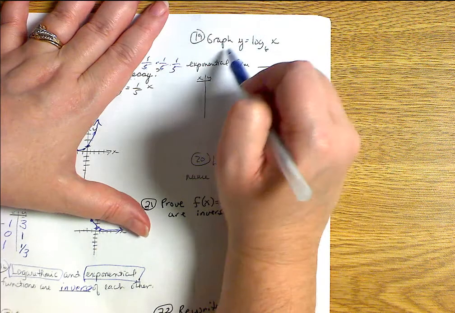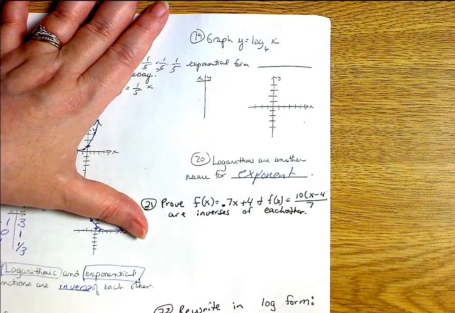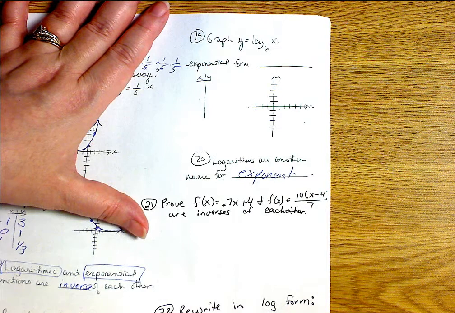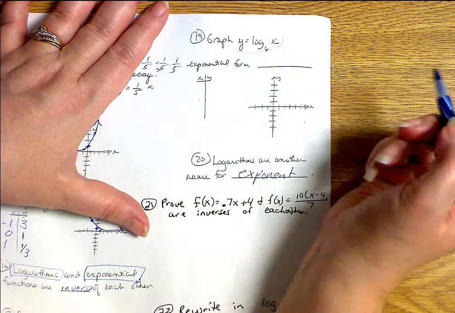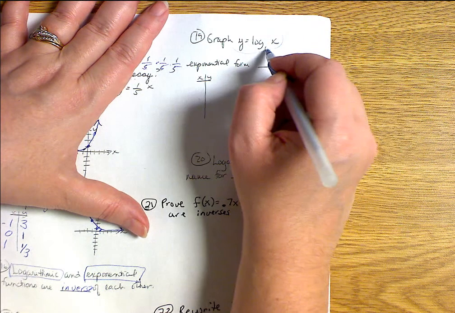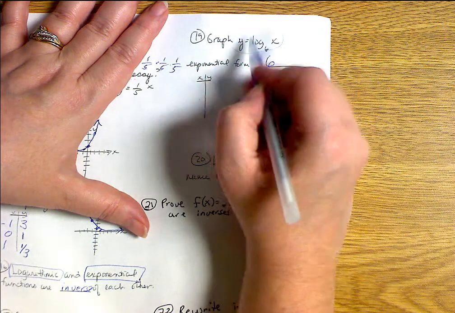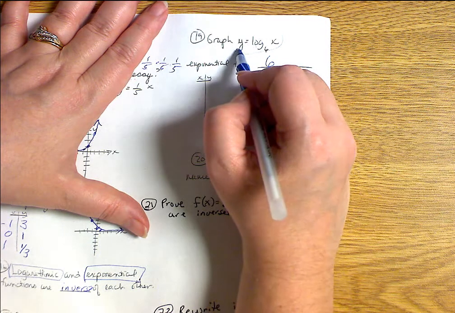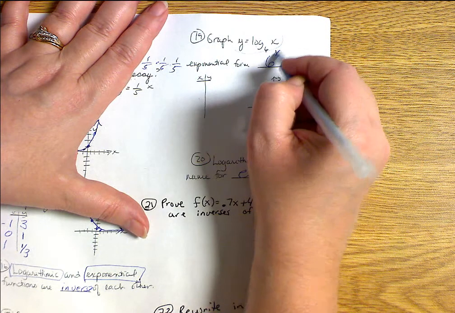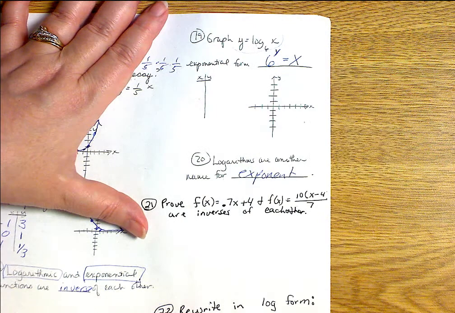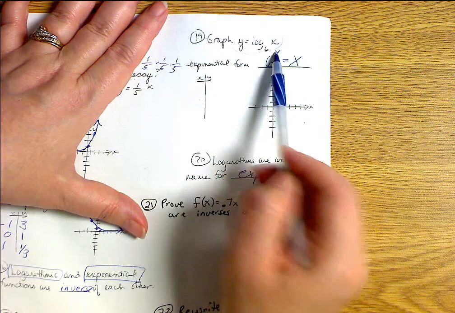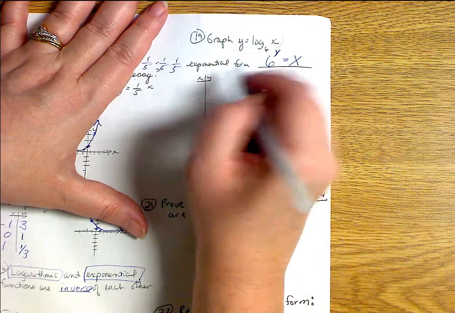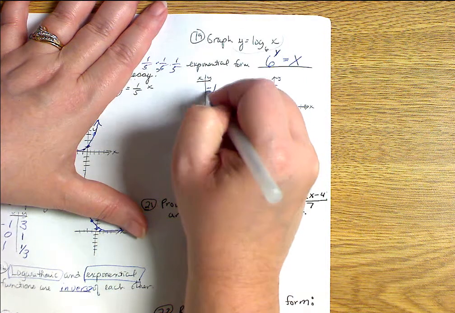To graph this, I have to get it in exponential form. What is my base? This is my base. So 6. Logs are exponents. So my exponent is y. 6 to the y equals x. What are you going to put numbers in for, the x or the y? The y. What numbers are we putting in? -1, 0, 1 is right.